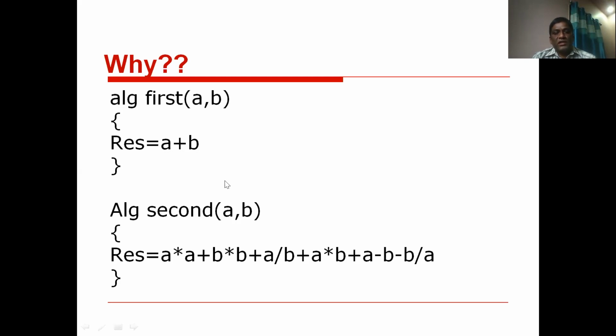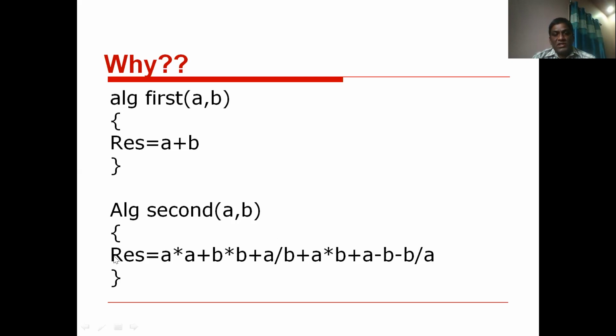And then look at this second algorithm. Again, the name of the algorithm is second, and it also takes two parameters, a comma b, and it is calculating the result as a into a plus b into b plus a by b plus a into b plus a minus b by a.